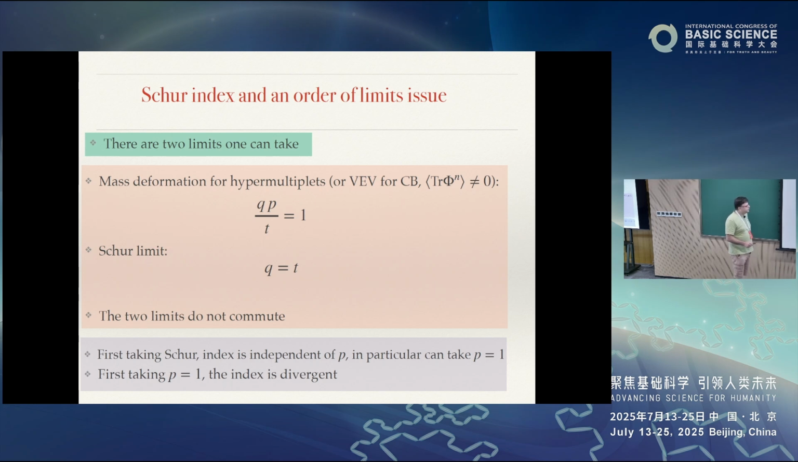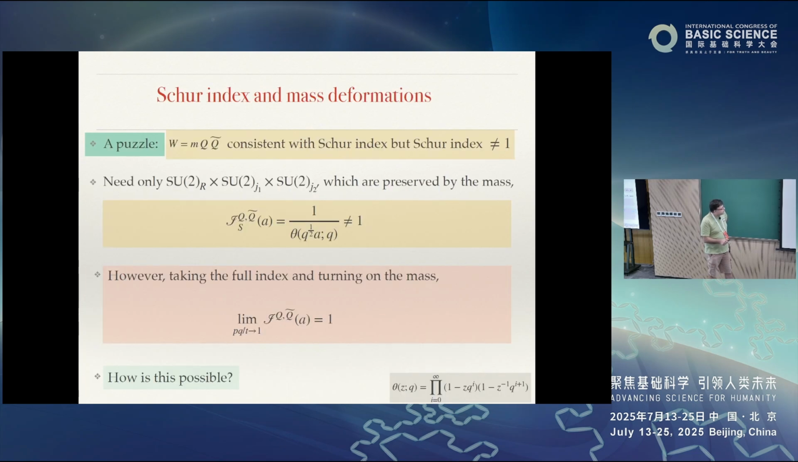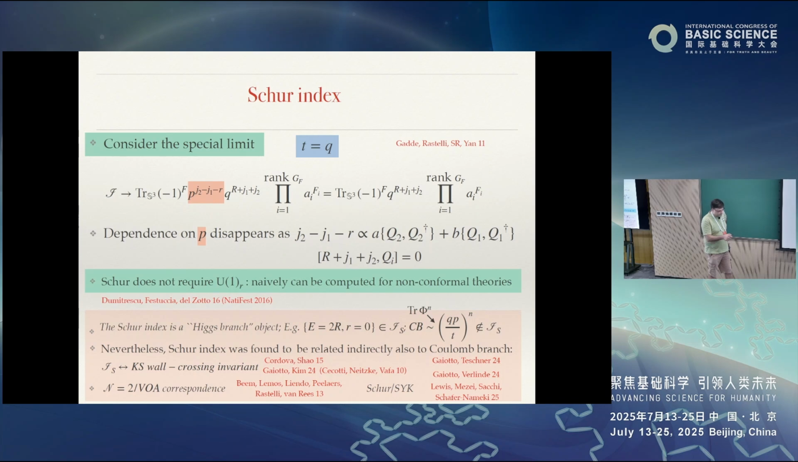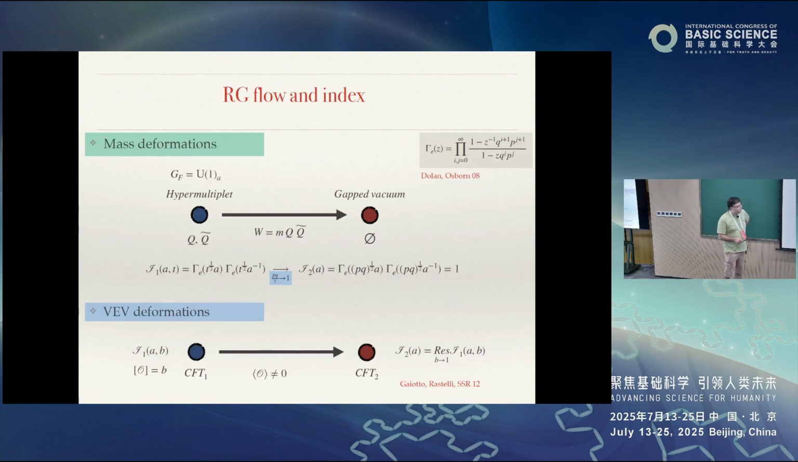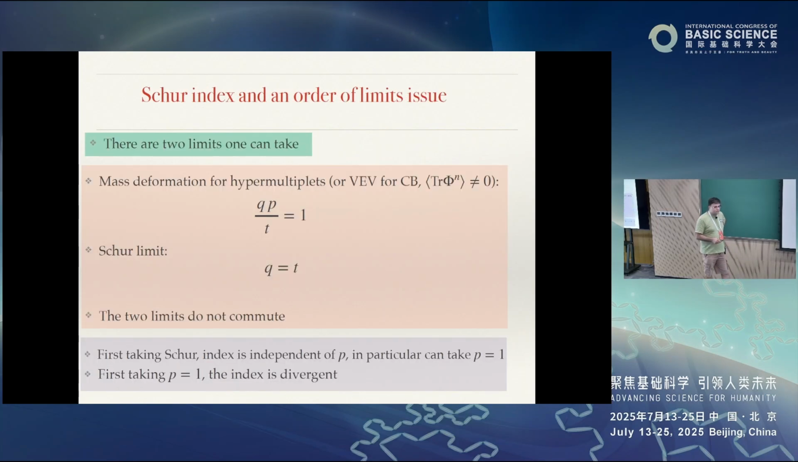On the other hand, the Schur limit is Q equals T. So look at this: if we set Q equals T, and QP over T equals 1, so we do mass deformation and the Schur limit, it is as if we also set P equals 1. But I've mentioned that the full index of the chiral field is given in terms of this infinite product. And if we set P equals 1 in this infinite product, we just get an ill-defined expression. We get something to the power infinity. So it's a very, very ill-defined limit. This is the reason why we have something weird happening.